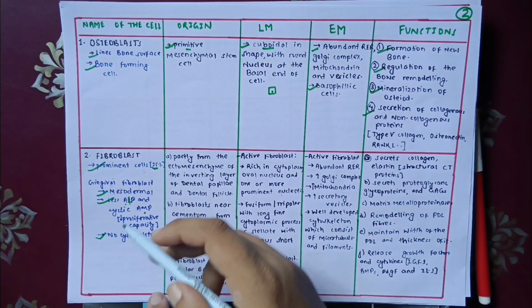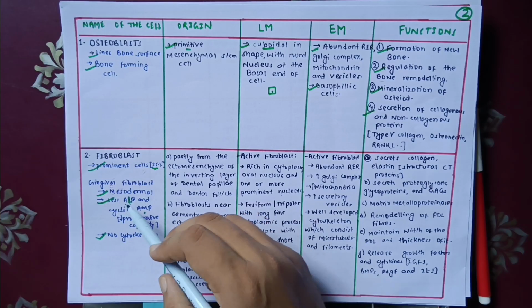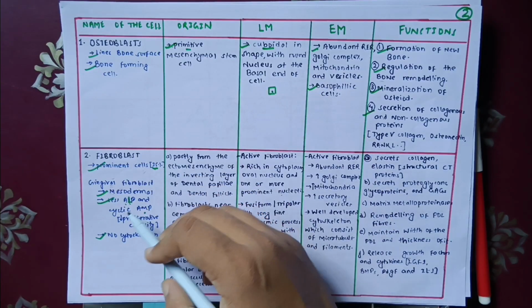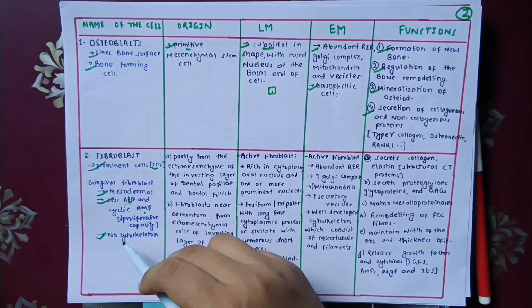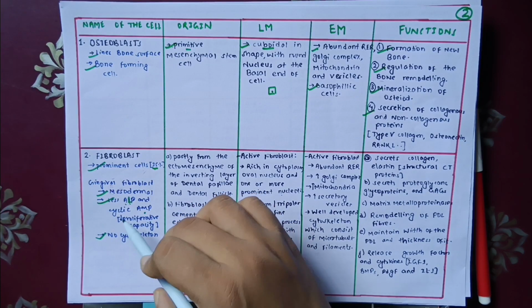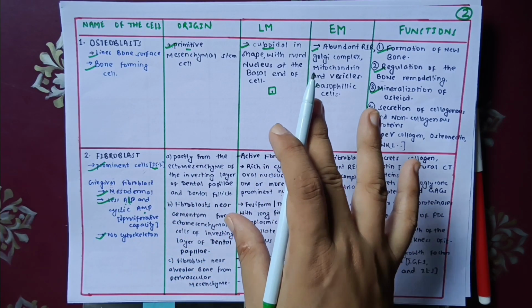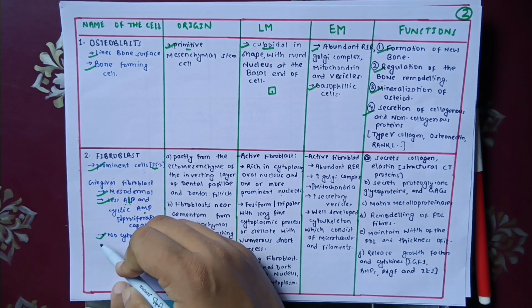Okay, so we have discussed the gingival fibroblast. You should just remember that they are mesodermal in origin and they have less proliferative capacity, so they have fewer ALPs and less cyclic AMP, and there is no cytoskeleton present. Actin and actin filaments are absent in the gingival fibroblast, but present in the periodontal ligament fibroblast. This is one of the important points you should remember.